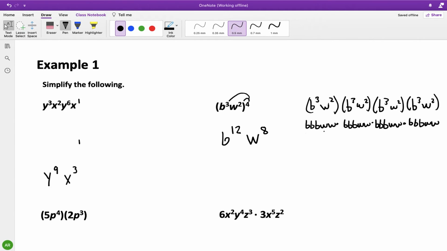So if I were to count the b's now, I have 1, 2, 3, 4, 5, 6, 7, 8, 9, 10, 11, 12. Hence the 12. Same thing with the w's: 1, 2, 3, 4, 5, 6, 7, 8. Okay, now I don't want you guys to do what I did over here over and over again. That is a waste of time. That's why we have these rules, right? To simplify our life and make it easier to do. So just keep that in mind.